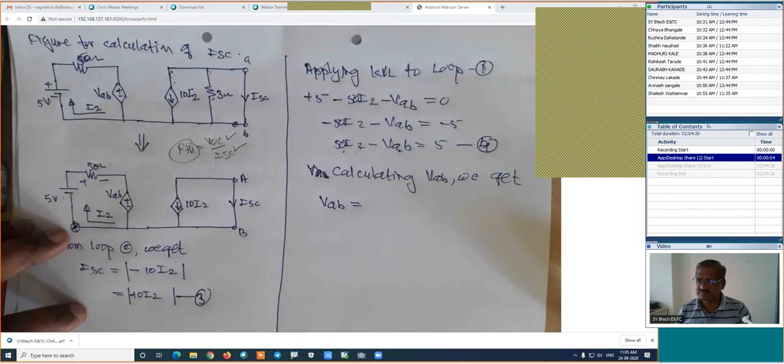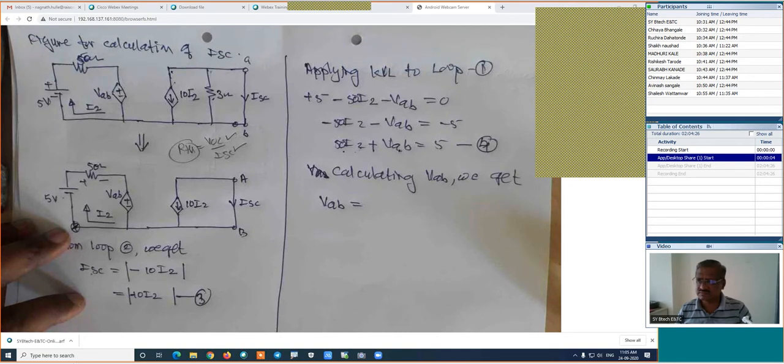Chaya, is it right now? Yes sir, the equation should be 50 I2 plus VAB. Absolutely right, this is plus VAB. It is right now.